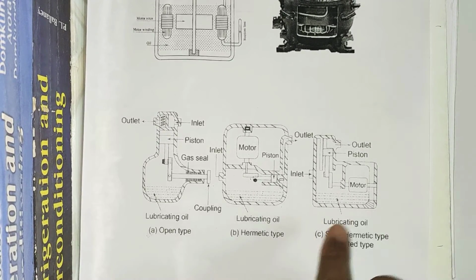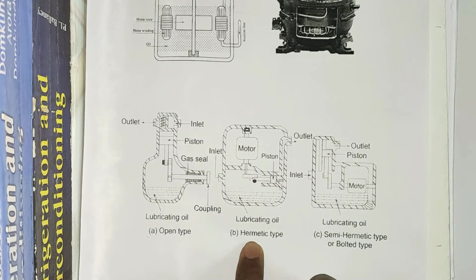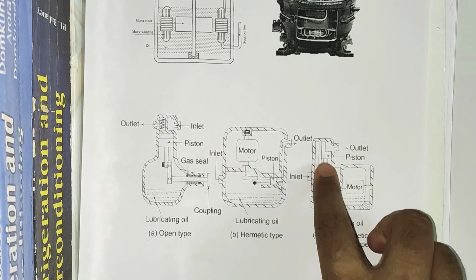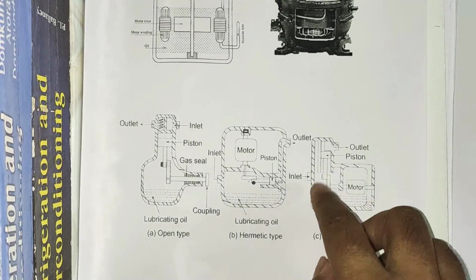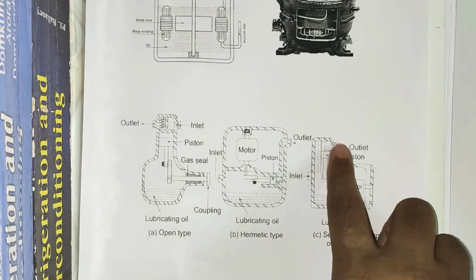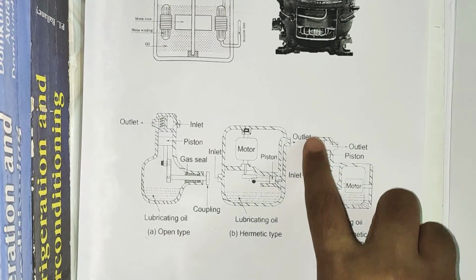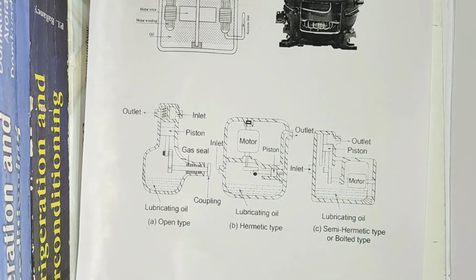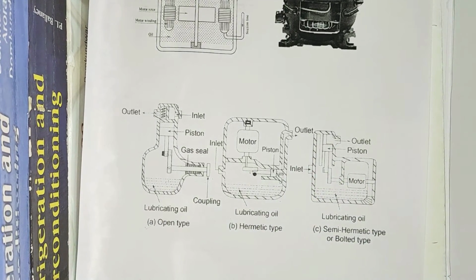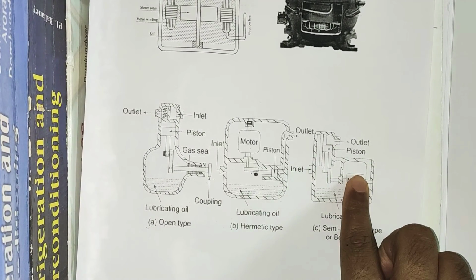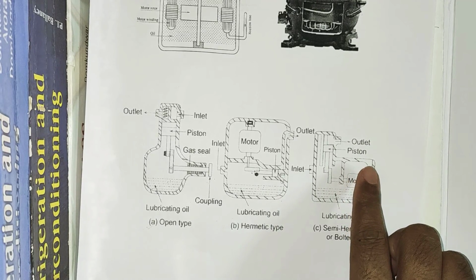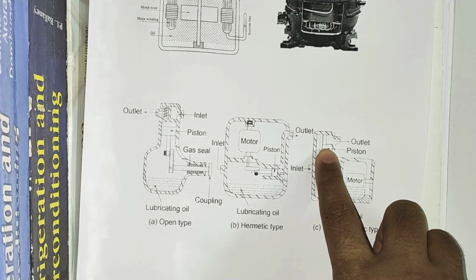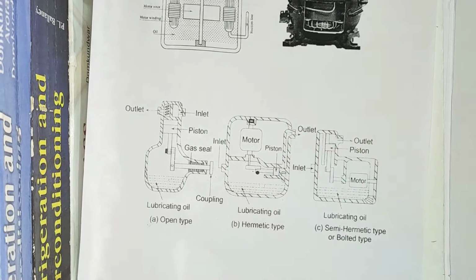And if we look at these two figures, that is hermetic type and semi-hermetic type or bolted type, in case of semi-hermetic type, again the motor and the compressor are kept in a housing, but one separation is there between the motor and the compressor. Now, due to this separation, if some maintenance is to be done on the cylinder head, here the cylinder head is removable.